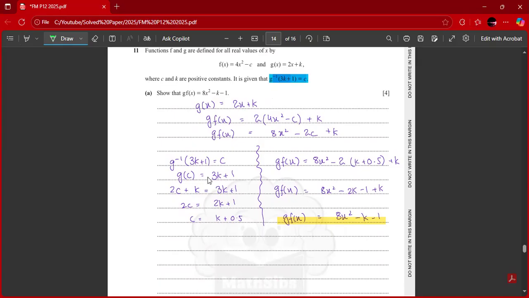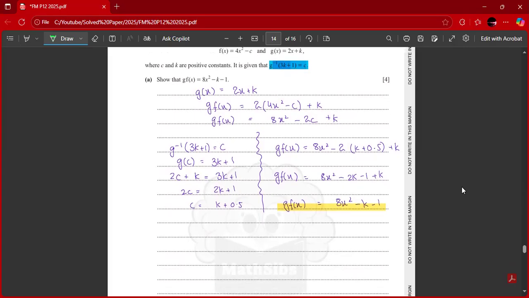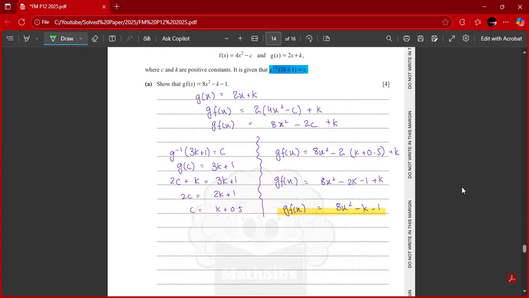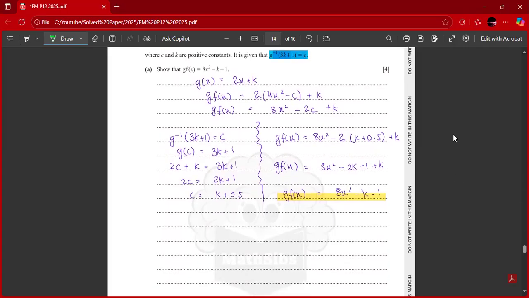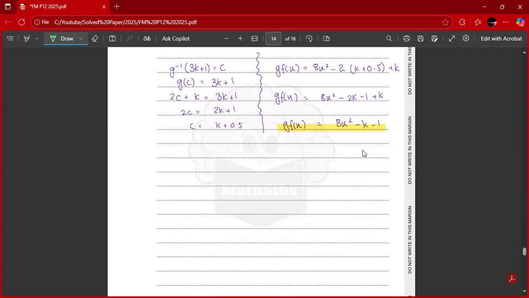g of c is equal to 3k plus 1. Well, g of x was given as 2x plus k. Now if we replace x with c, we'll get 2c plus k. So 2c plus k is equal to 3k plus 1. Simplifying, c is equal to k plus 0.5. I'm working in decimals because they are less confusing, and fractions take a lot of space. Now substituting this value and solving, we do get the composite function as 8x squared minus k minus 1. They gave us a long way to solve it, but it's fine. Next question.